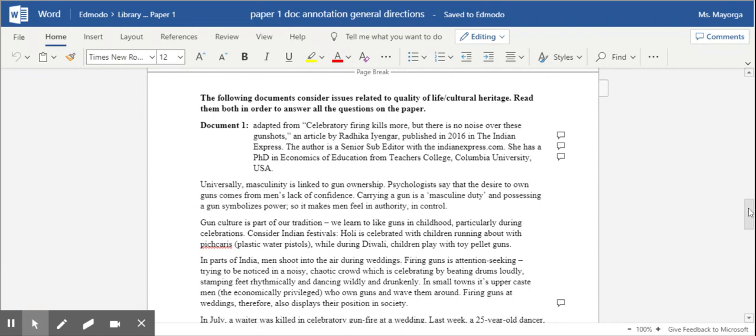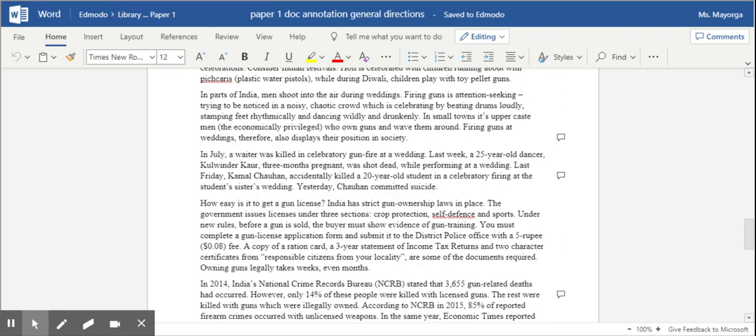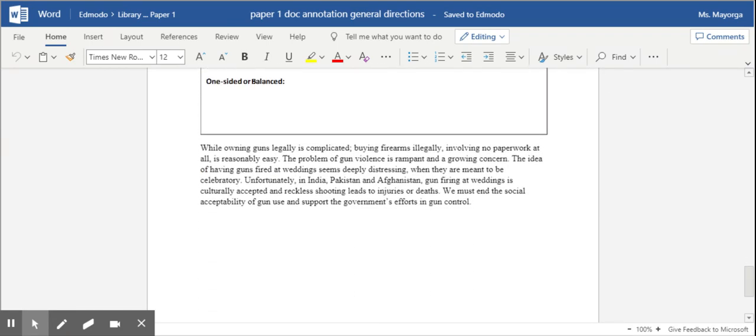Next, I want you to look for the main conclusion. Remember that the main conclusion tends to be at the very end of the article in the last paragraph. And look out for key indicators, words that indicate a conclusion like therefore, thus, but especially should or must. And you see right here that we must end the social acceptability of gun use and support the government's efforts in gun control. The must there clearly indicates that this is the conclusion. So they're obviously against gun use and they think that the government should control it.